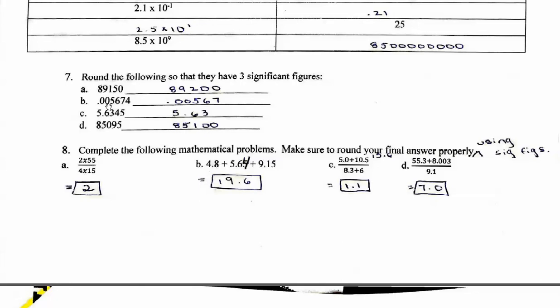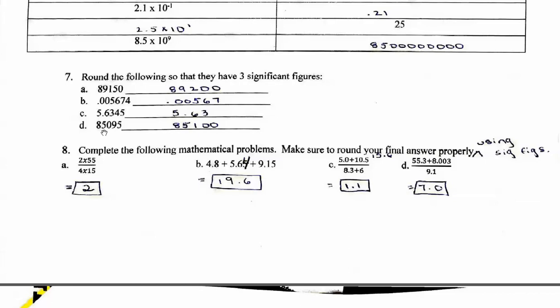For this one, 0.00567, that's 3 sig figs. The 4 is less than 5, therefore I don't need to round up. I leave it as a 7. For this one, 5.63, okay, the number right after the 3 is a 4. It's less than 5, so I don't need to round the 3 up. I keep it as 5.63.